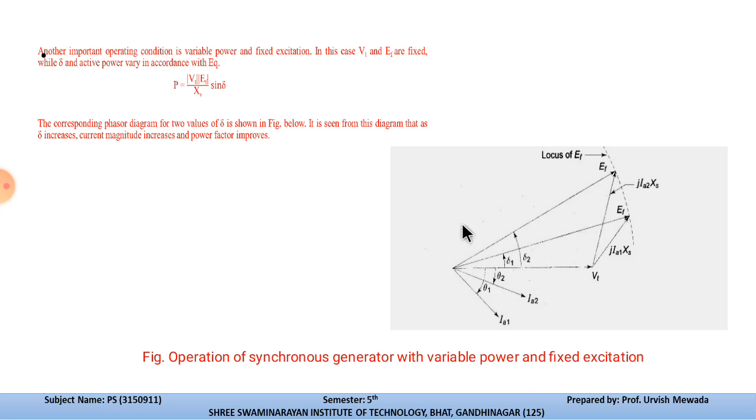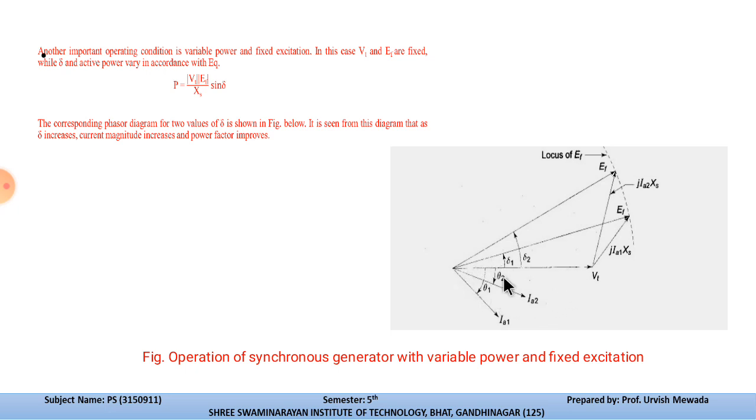From this vector diagram you can see that this is the terminal voltage VT, which is taken as the reference. Here we have neglected the effect of resistance, that's why no resistive drop is mentioned over here. In this you can see that IA1 and IA2 are the currents for different power factor angles, that is theta 1 and theta 2.